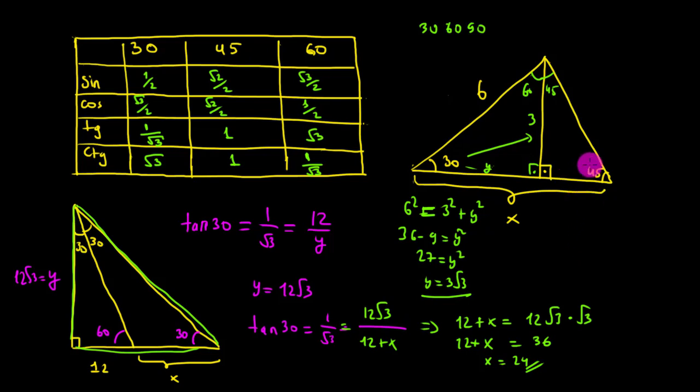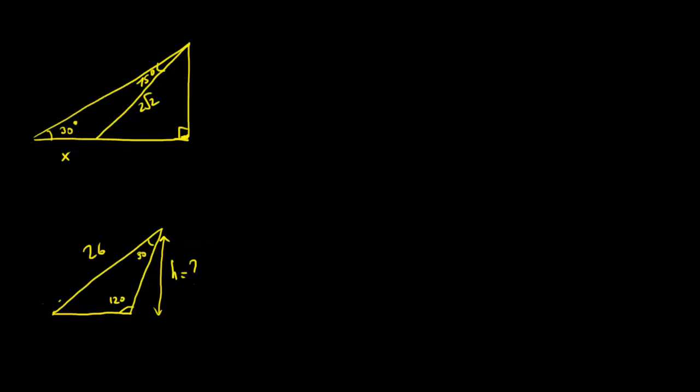And let's look at this one. If this is 3, yeah, since these two sides are equal, this should be also 3. So the x should be equal to 3 root 3 plus 3.